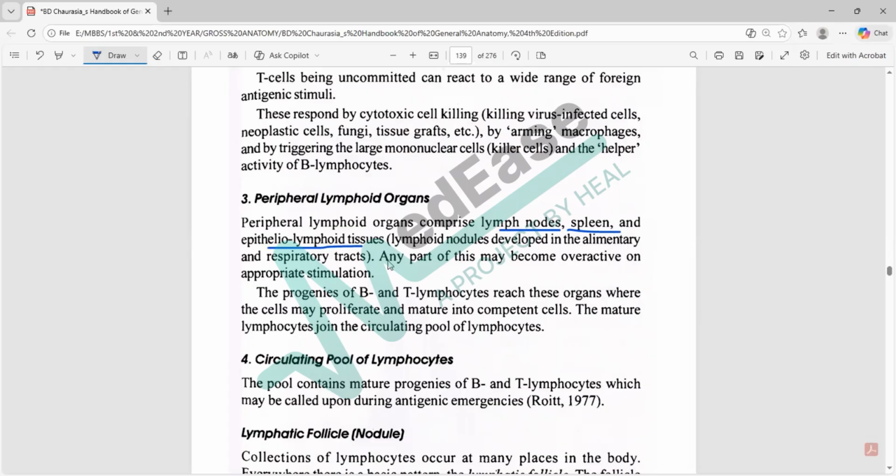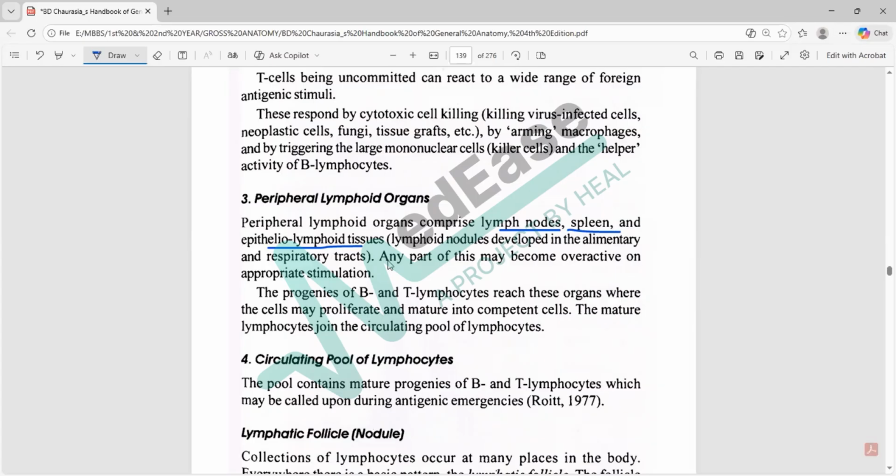Now, I think everyone knows what the lymph nodes are. The lymph nodes are specialized structures of the tissues which are present interposed between the lymphatic vessels. The spleen is another organ of our body. But what is the epithelial lymphoid tissue? As its name suggests, it will be a collection of the lymphoids in the epithelial tissues.